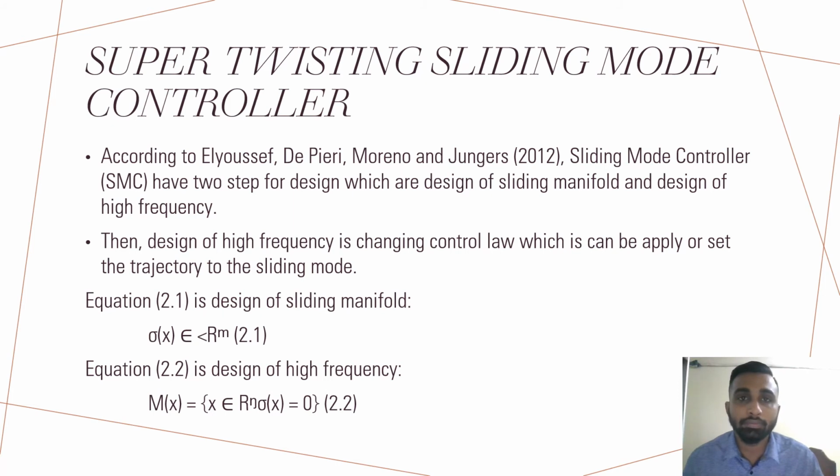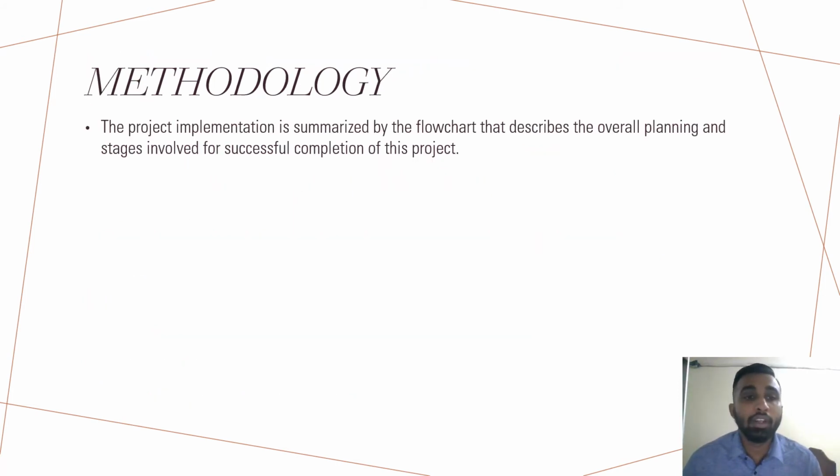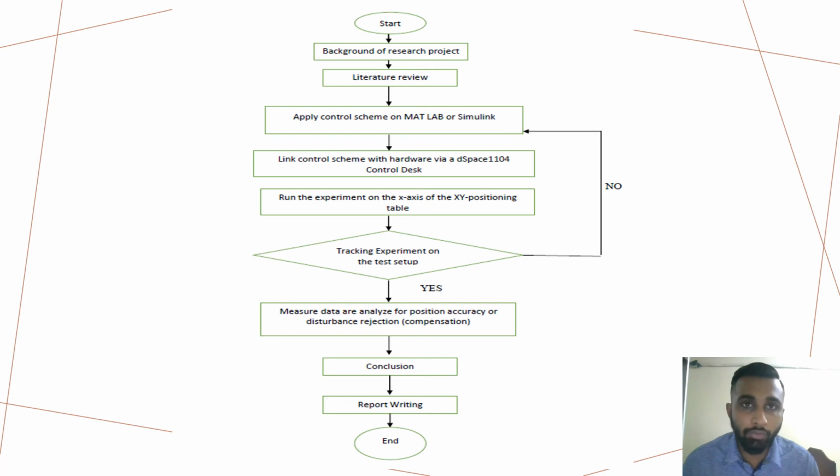The methodology of this project's implementation is summarized by the flow chart that describes the overall planning and stages involved for successful completion of this project. There are several methodologies to complete this project successfully. This is the flowchart on how the project will be started and until the ending, all the processes of this project. First we'll start from the background of the research project, and then the literature review, and apply the control scheme on MATLAB or Simulink. Link the control scheme with hardware via dSPACE 1104 control desk.